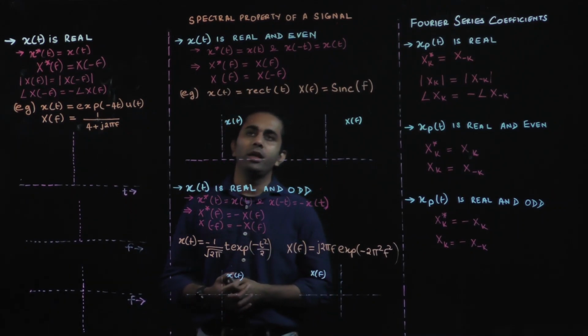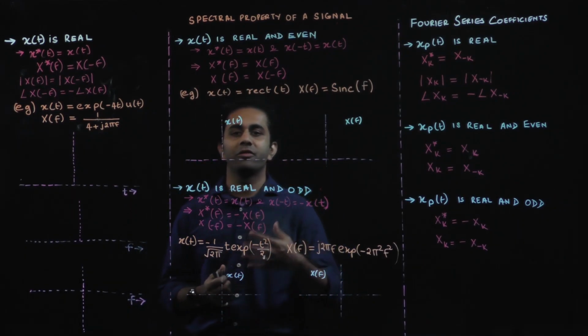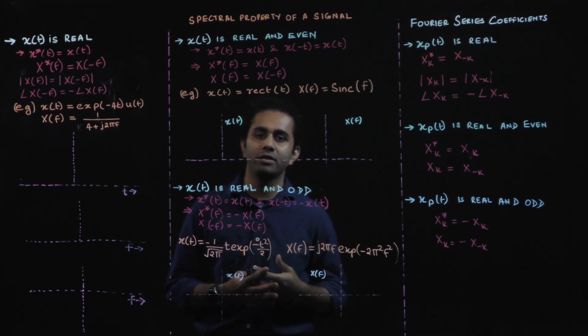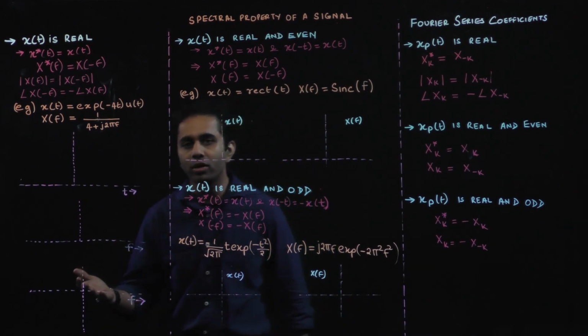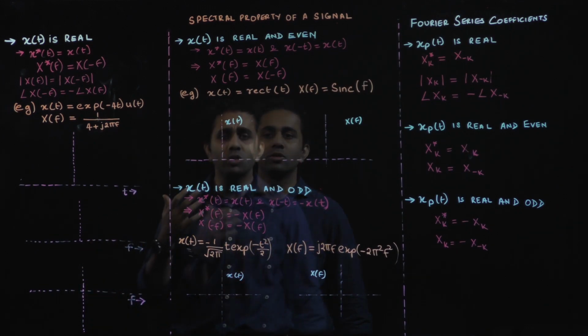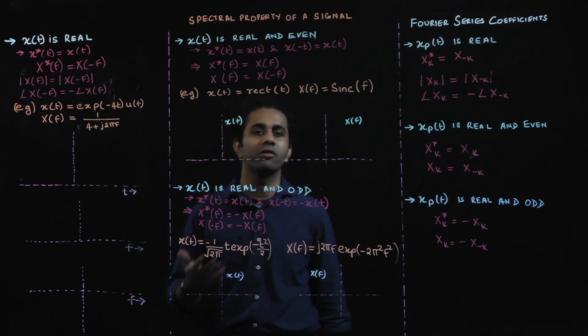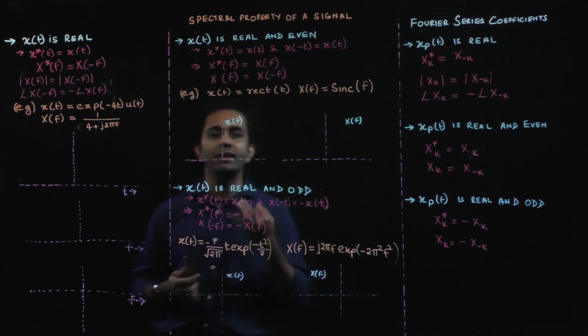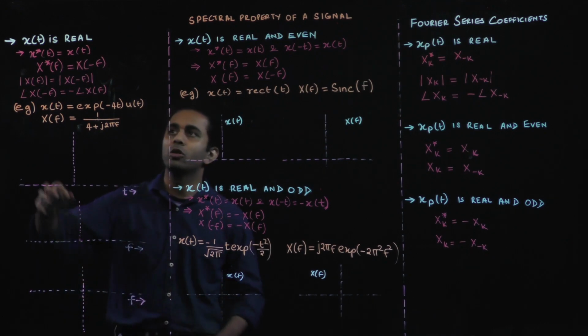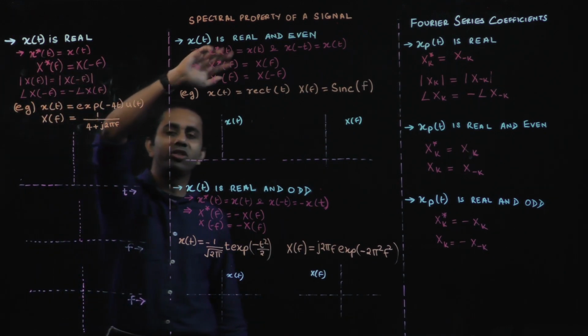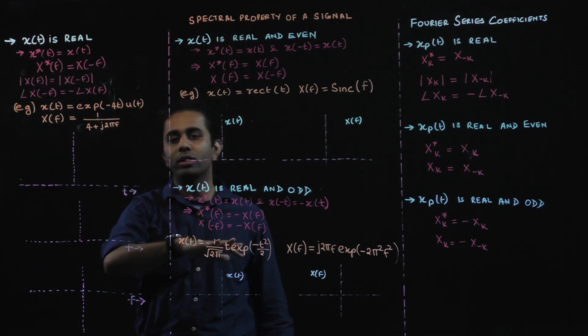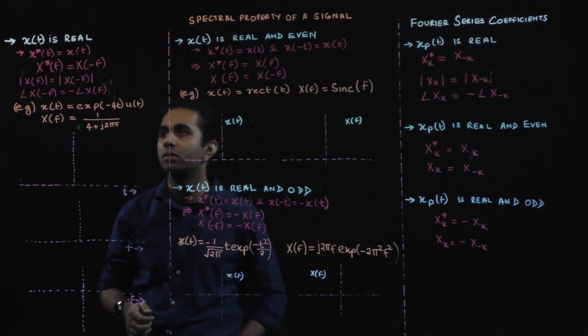Good day class. Today we will be trying to cover what are the different spectral properties of any given signal. It can either be a periodic signal or an aperiodic signal. So let's first look at the spectral properties of an aperiodic signal. So we look at three different cases. The first, that your signal is real, then real and even, and then finally we look at if it is real and an odd signal.